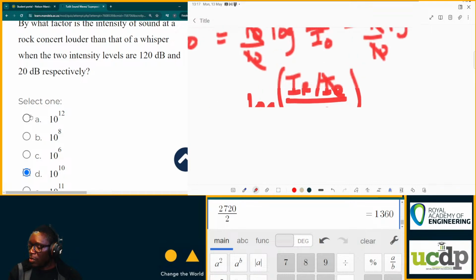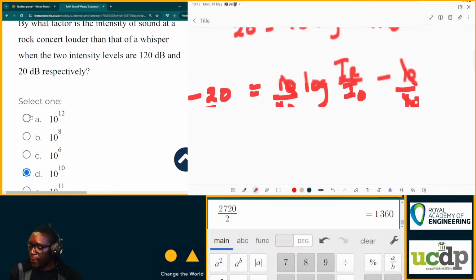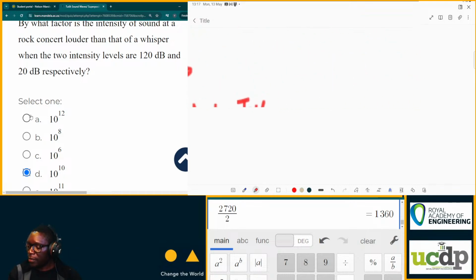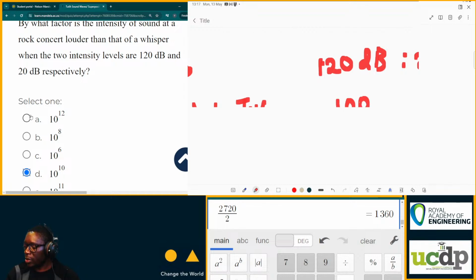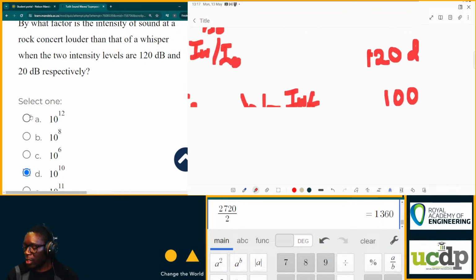Another interesting way to look at it is we have 120 dB, compared to 20 dB. The difference between these two levels is 100 decibels, which is the same thing that we have there.